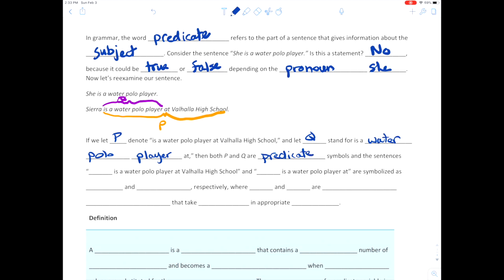And the sentences "X is a water polo player at Valhalla High School" and "Y is a water polo player" are symbolized as P at X and Q at Y, respectively, where X and Y are predicate variables that take values in appropriate sets.